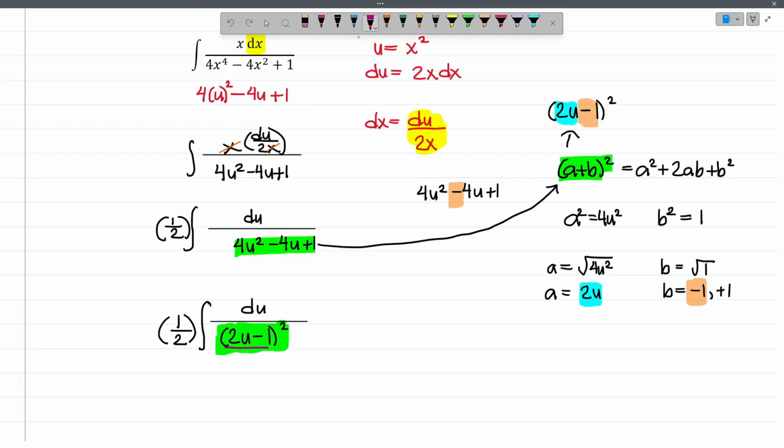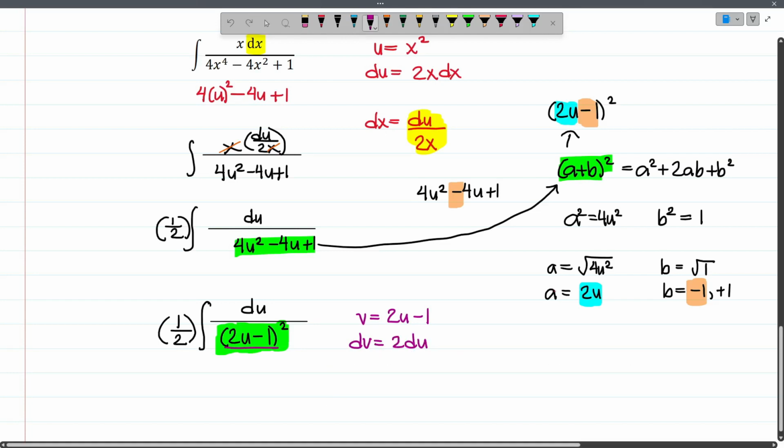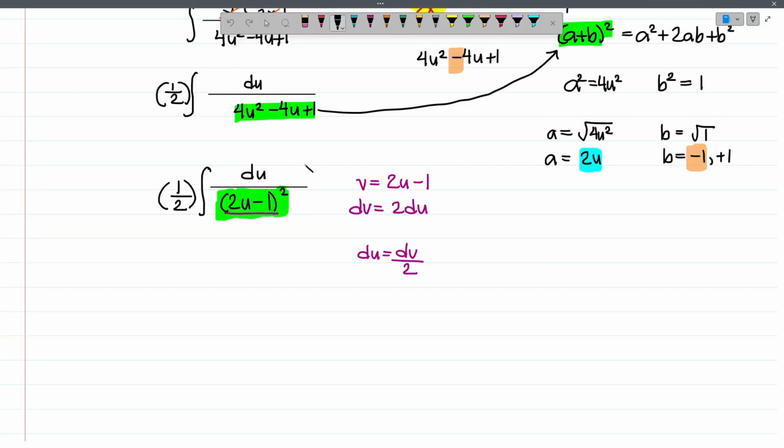So that means that my v should only contain a constant term once I will differentiate it. And so using this as my v, I have 2u minus 1. And then differentiating with respect to u, we have dv is equal to 2 and then du. And then isolating du, we have du is equal to dv divided by 2. And so I can now rewrite this one. And so I have 1/2 times the integral of du, which is just dv over 2. And so this will become dv over 2. And then we'll divide this by 2u minus 1 squared.